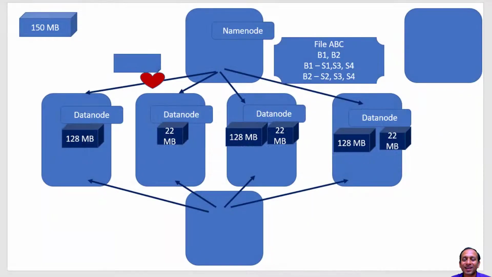Let us understand how YARN works. Yet Another Resource Negotiator, that's a resource management component within the Hadoop. We are going to understand the architecture of YARN and how that's going to facilitate the processing within the Hadoop ecosystem. YARN works with a master-worker architecture, where we have a master called resource manager.